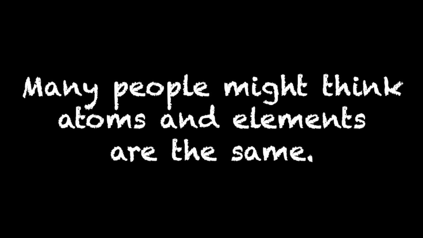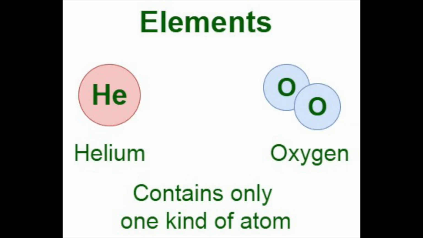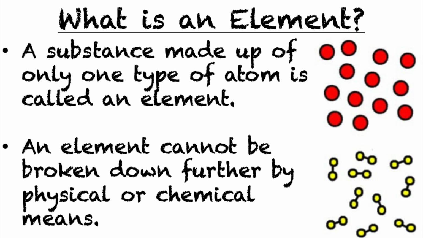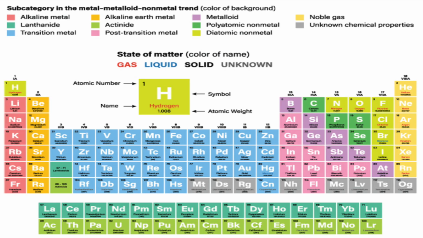Many people might think atoms and elements are the same. However, atoms and elements do have a few differences when you start breaking it down. The main difference is elements are made of atoms. A substance made up of only one type of atom is called an element. An element cannot be broken down further by physical or chemical means. There are 118 known elements.